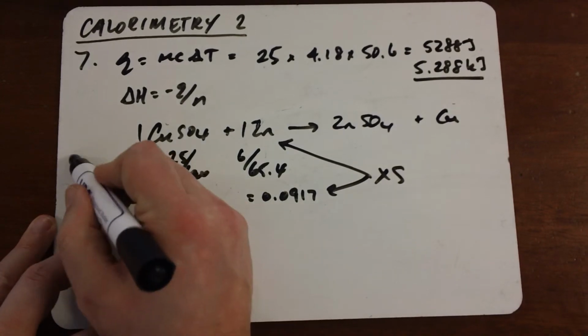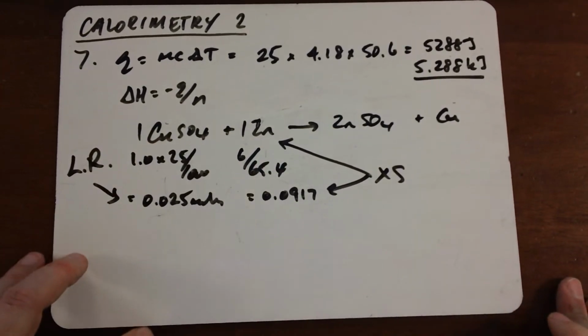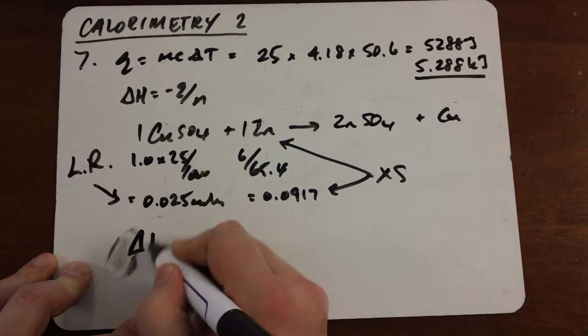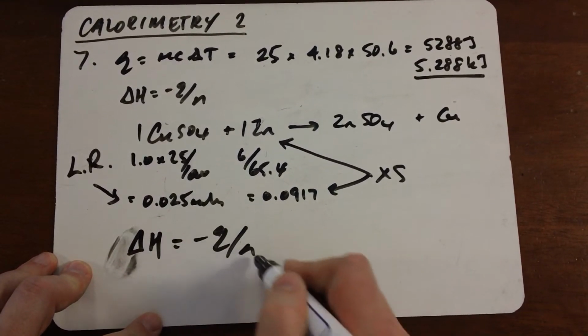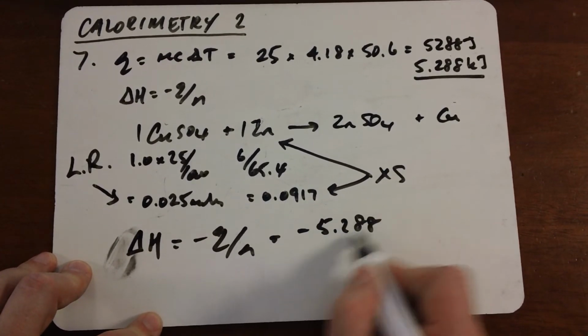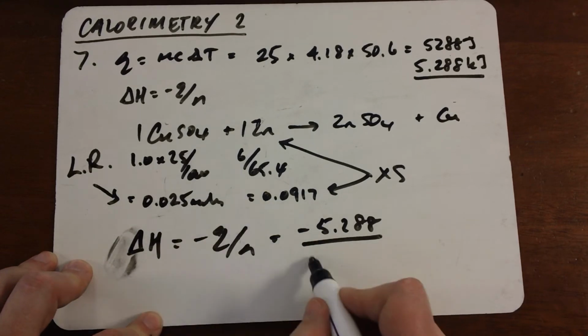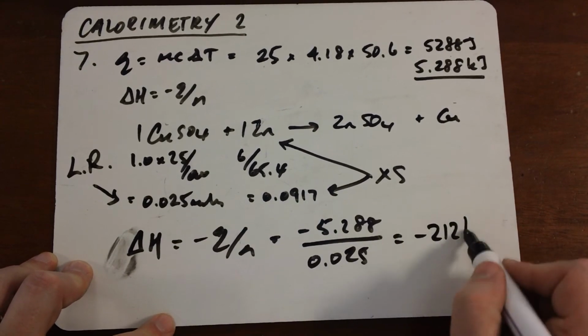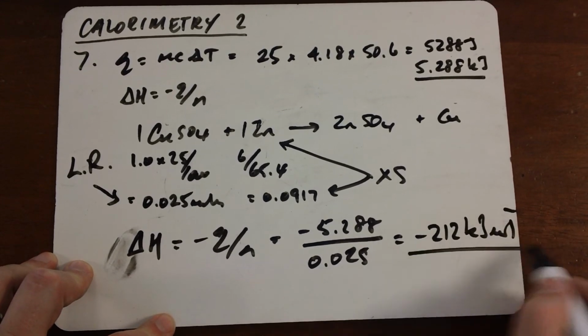So therefore this is our limiting reagent, and when we now calculate our ΔH value, that's what we need to use here. So it's going to be equal to the minus of 5.288 divided by 0.025, and we get 2 kilojoules per mole.